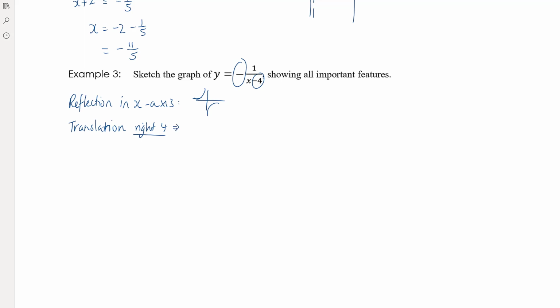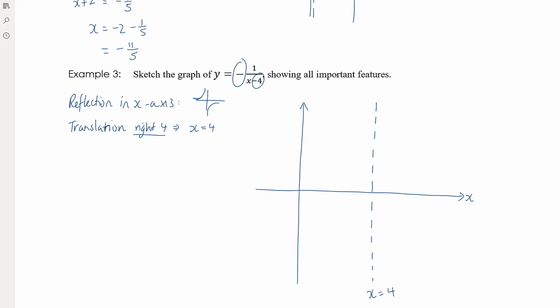So that means we're going to have an asymptote when x equals 4. We're going to move that vertical asymptote across to when x equals 4. Alright, so let's have my y-axis, let's have my x-axis in the middle because that is the asymptote. I haven't moved that one. We're going to have x equals 4 for the translation to the right by 4.